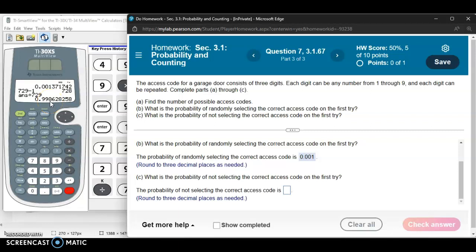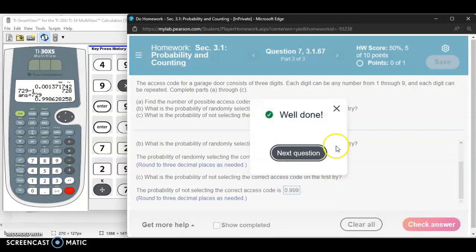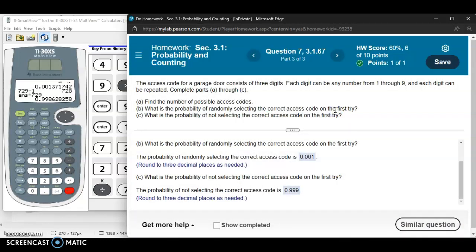In order to round it properly, we look at the next digit to the right. Since that next digit to the right is 5 or more, we're going to let it soar, so that 8 is going to get rounded up to a 9. All other digits remain the same, so only that 8 is changed to a 9, so the answer is 0.999. So there's a very high probability that you will not select the correct code on the first try if you are randomly guessing the access code.